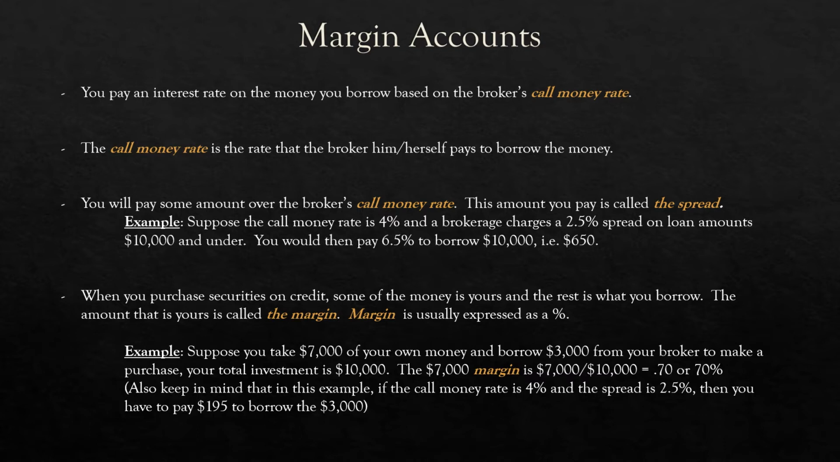When you purchase securities or stocks on credit, some of the money is yours and the rest is what you borrow. So the amount that is yours is called the margin, and margin is usually expressed as a percent. Another example: suppose you take 7,000 of your own money and borrow 3,000 from your broker to make a purchase. Your total investment is $10,000. The $7,000 margin is 7,000 divided by 10,000, which equals 0.70 or 70%. So your margin is 70%.